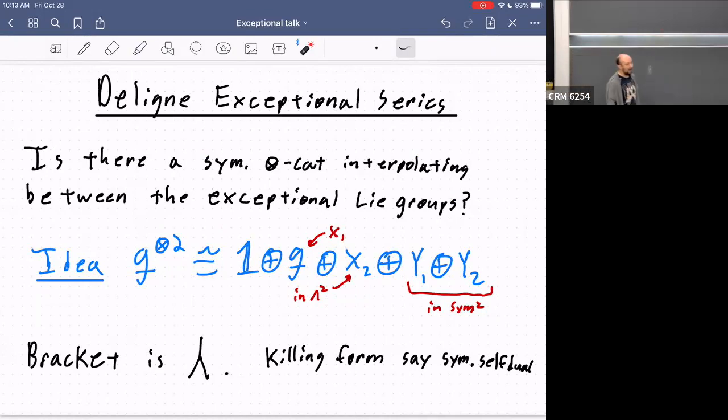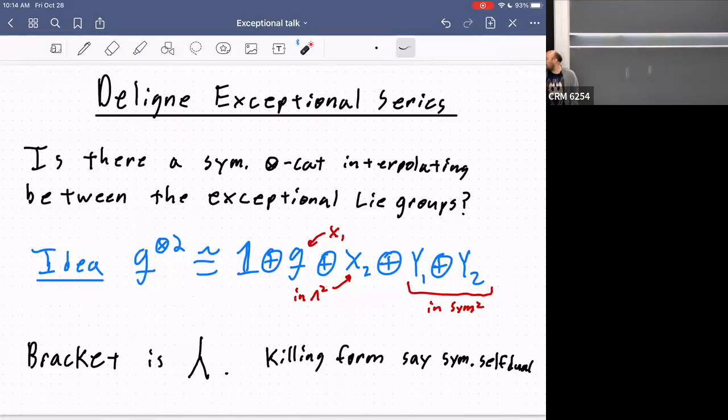Okay. Now, unlike everything else I told you so far, which is real mathematics with proofs, now we're headed into conjecture territory. So it's like this conjectural construction. Well, there's this conjectural idea due to Deligne that maybe the exceptional Lie groups fit into a family the same way that the classical groups did. Okay? So is there a symmetric tensor category interpolating between the exceptional Lie groups?